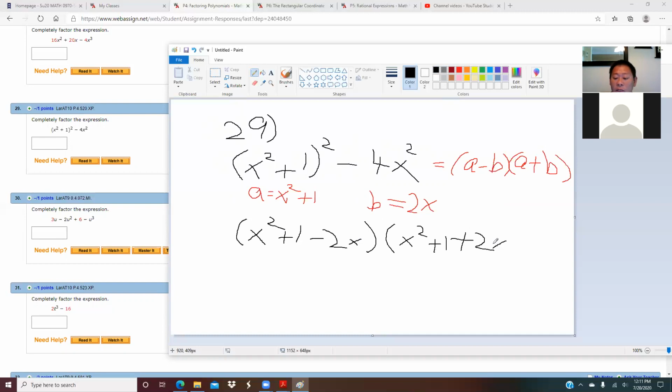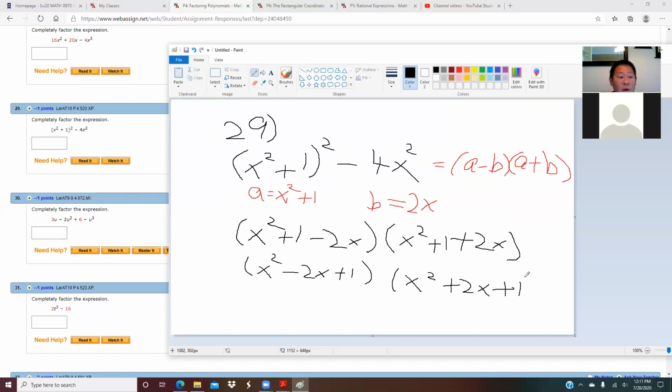Now, usually what you do is you try to combine like terms, but unfortunately there are no like terms in this case. And I think they want you to write this in standard form, meaning high to low power, so you have to rearrange this. So x squared minus 2x plus 1, and then x squared plus 2x plus 1.